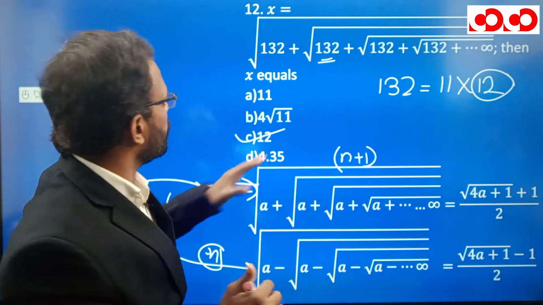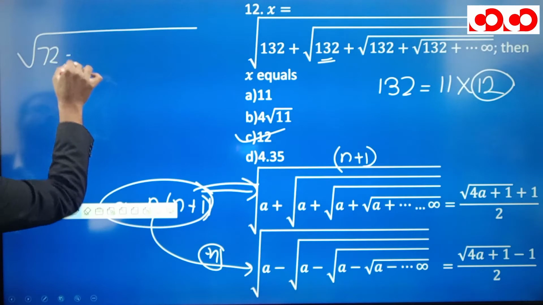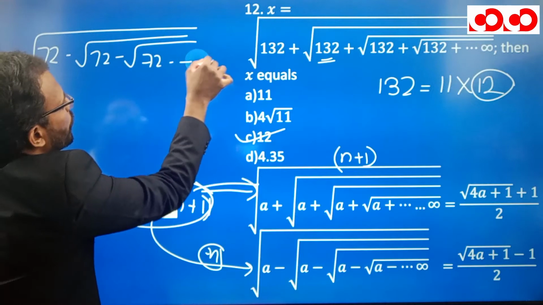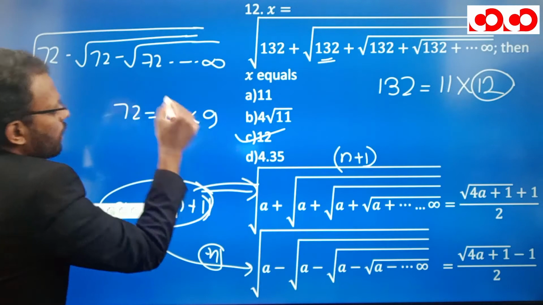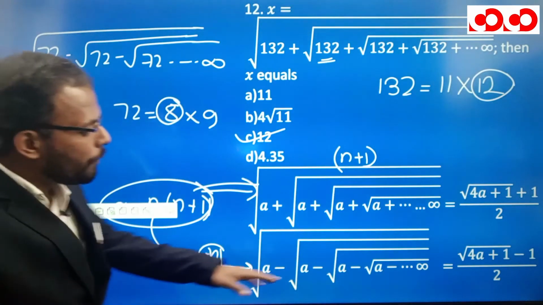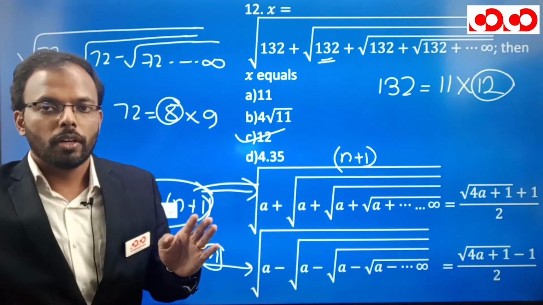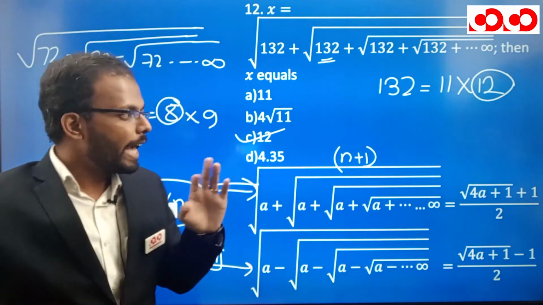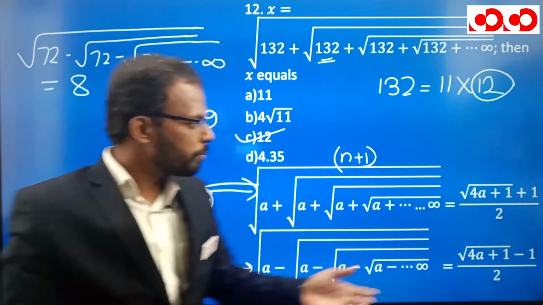Suppose there is a question like this: square root of 72 minus square root of 72 minus square root of 72, like that it is going to infinity. I know that 72 is equal to 8 into 9, but here there is a minus sign, so the answer will be 8. You can use the second formula and you will get the same answer as 8. I hope it is clear to you. When it is plus, we have to take the bigger number. When it is minus, we have to take the smaller number. And if you cannot express this in this form, then definitely you will have to use the formula. Let's move on to the next question.